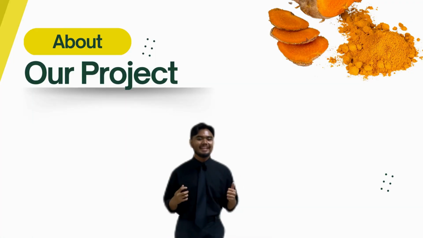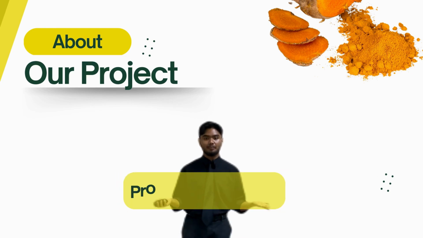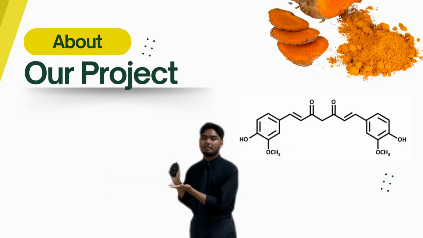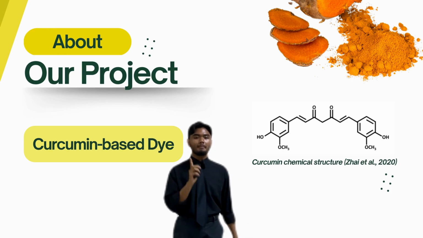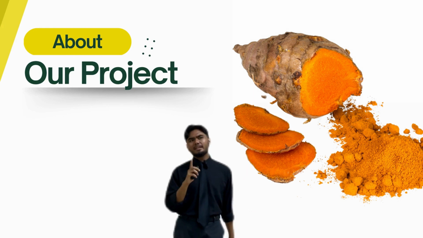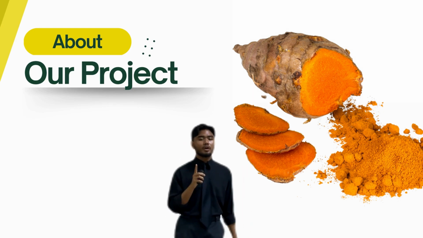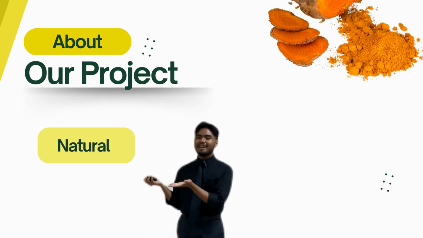Hi, it's me again, Adli. So for this part, we want to talk about the project background. So, what is curcumin-based dye? Curcumin-based dye is one of the chemical compounds that we can find in turmeric. So what is the benefit that we can get from using curcumin-based dye? It is both natural and sustainable.